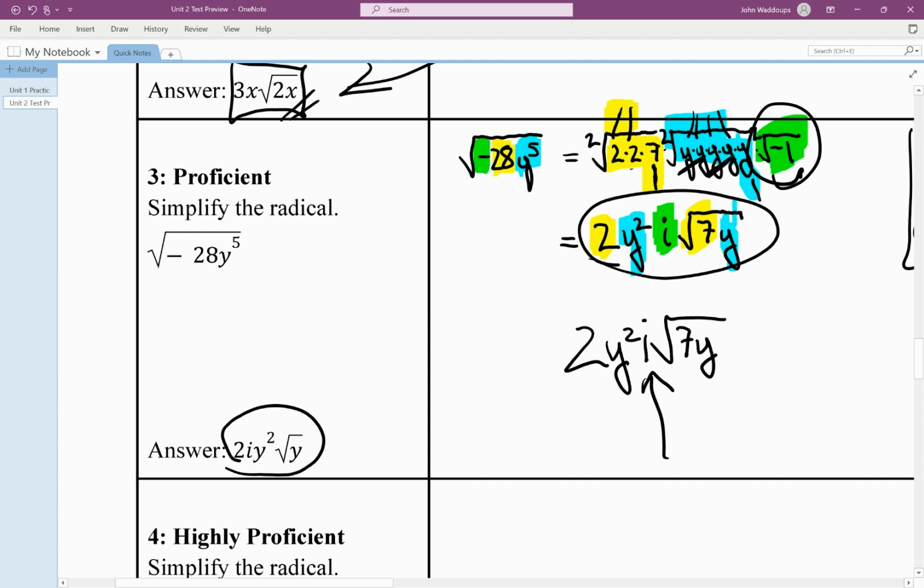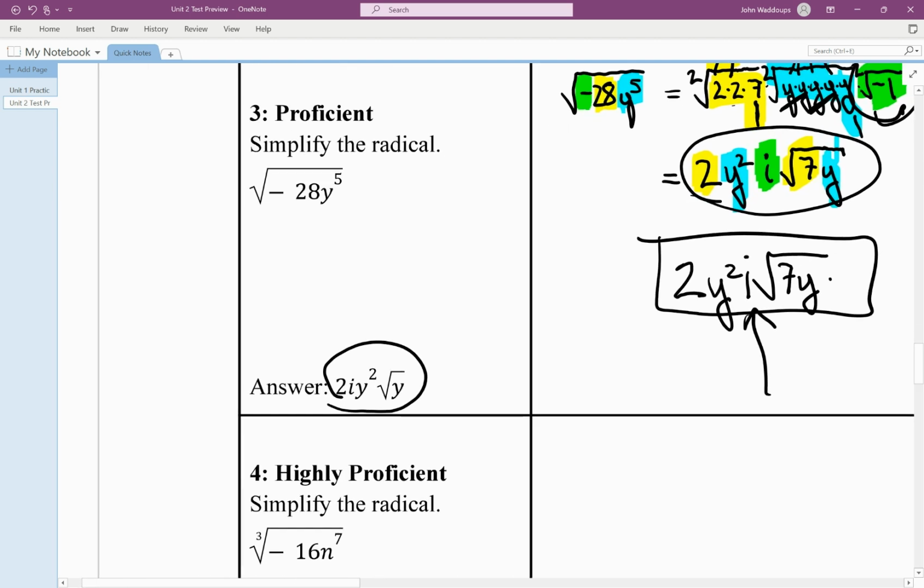You also don't want to take this 2 and write it over here, because technically speaking, the order of the factors doesn't matter. Somebody might think that 2 is under the radical. So don't write it off here to the right. Always write the ones you've taken out of the radical to the left. And that then is the answer. And it's the same answer as what we have here.